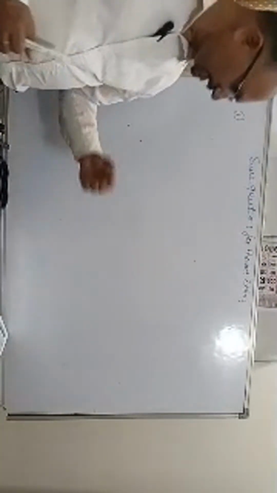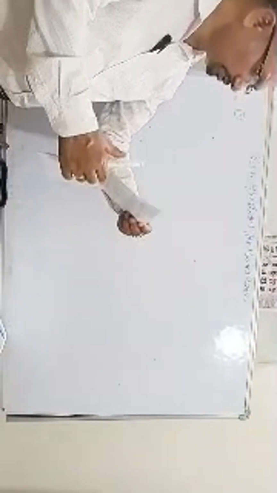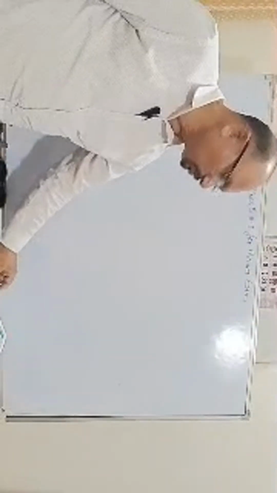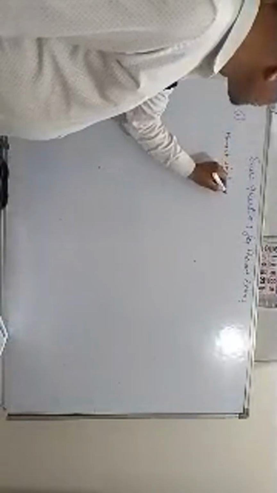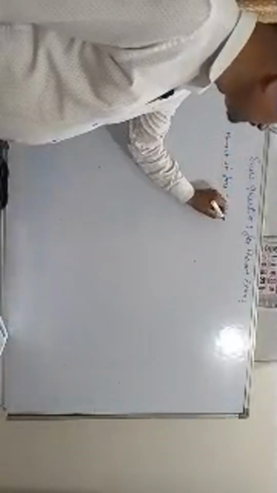In the fourth chapter, some questions are very important, like moment of force. Moment of force is equal to force into perpendicular distance. This is a simple thing. Moment of force is a vector quantity: force into the perpendicular distance from the axis of rotation.